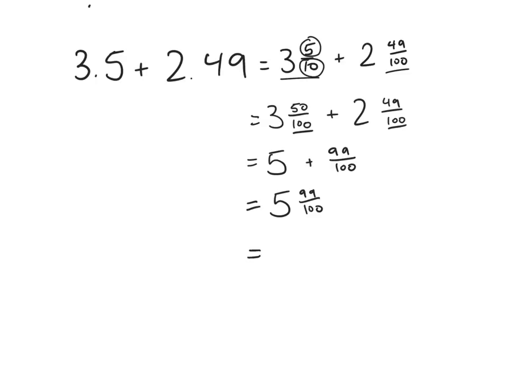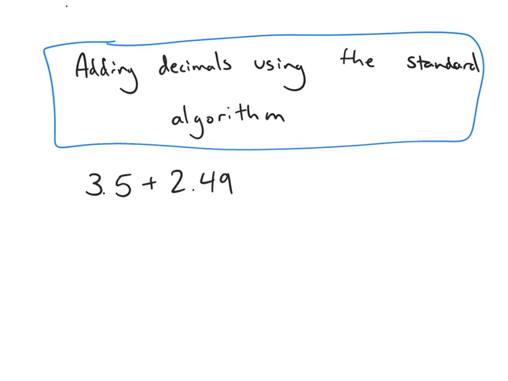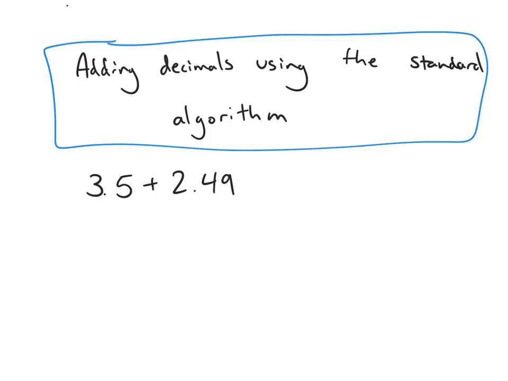And I can rewrite that as a decimal, 5 and 99/100. So that does it for solving addition problems by rewriting as fractions. But there's one more popular way that people add decimals together, and that's using the standard algorithm. So I'm going to show how we do that with the same problem we just worked on, 3 and 5/10 plus 2 and 49/100.